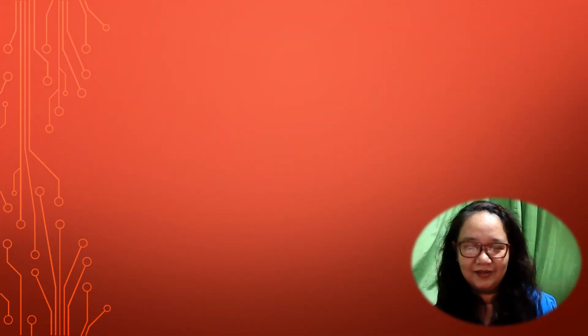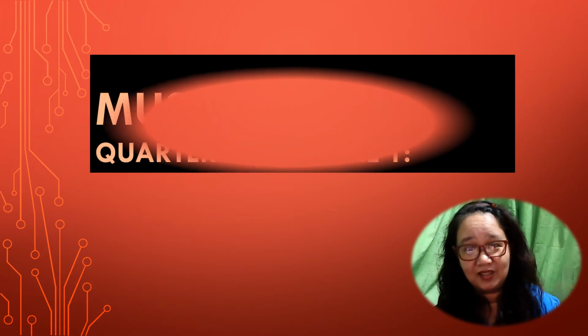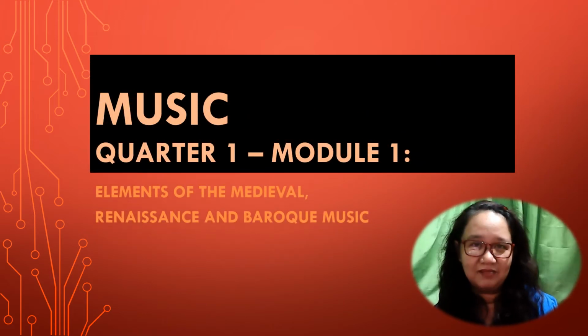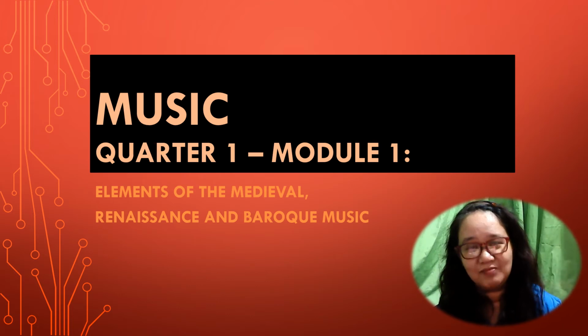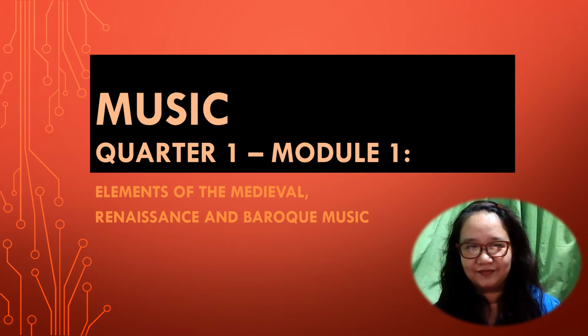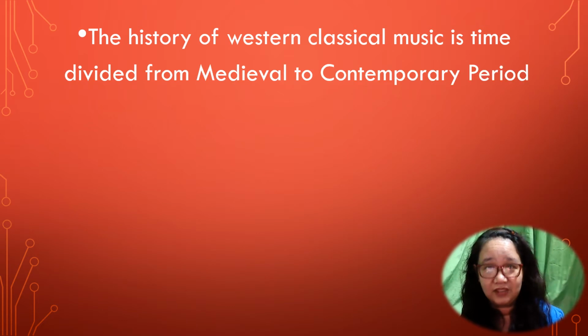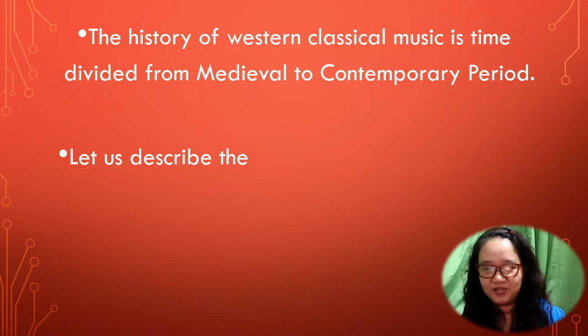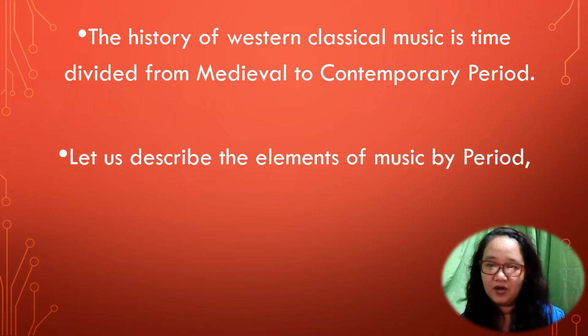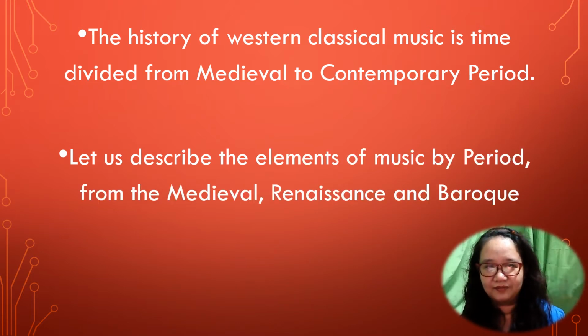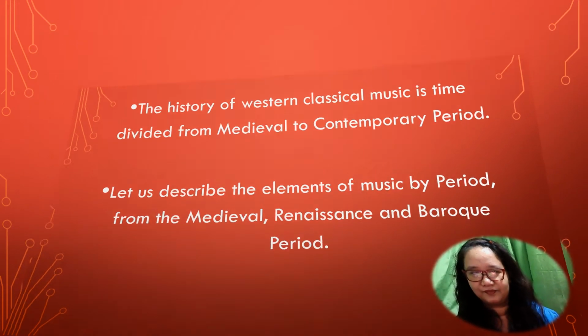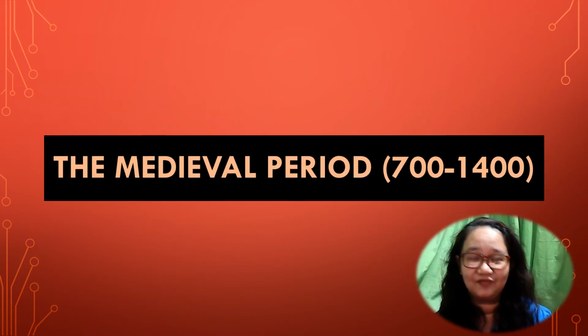Hello everyone. Today we are going to discuss Music Quarter 1, Module 1, the elements of the medieval, Renaissance, and Baroque music. The history of Western classical music is time divided from medieval to contemporary period. Let us describe the elements of music by period from the medieval, Renaissance, and Baroque period. Let us start with the medieval period between 700 to 1400.